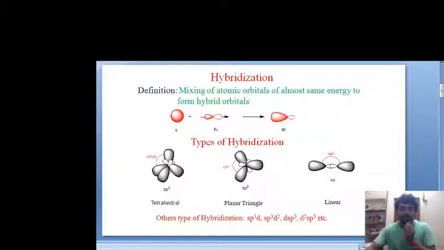Okay, so now what is the definition of hybridization? It is the mixing of atomic orbitals of almost the same energy to form hybrid orbitals. That is, when two orbitals having similar energy overlap, they form hybrid orbitals.